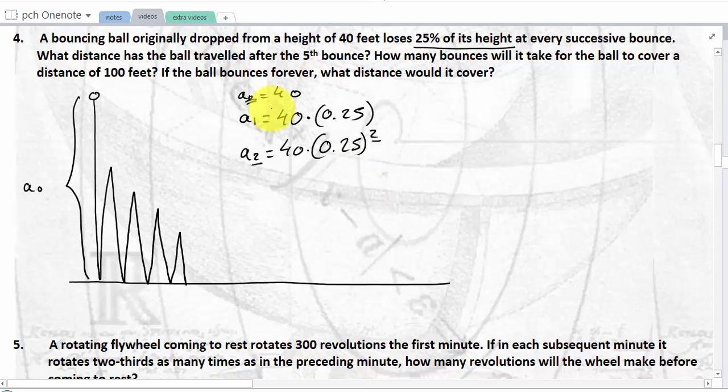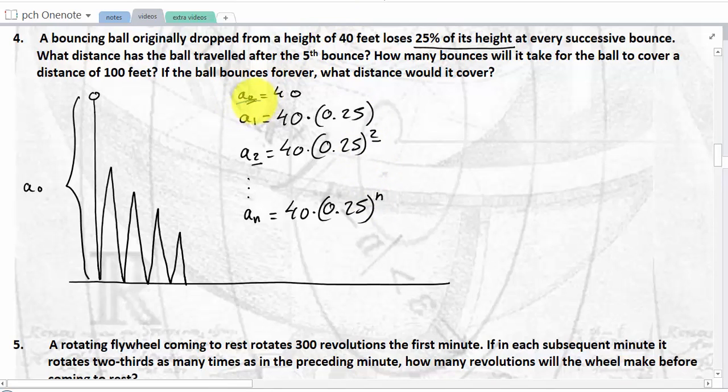It's all right. Why not? We can do that if we want to. So on and so forth. At the nth bounce, the height will be 40 times 0.25 to the power of n. Okay? So what distance has the ball traveled after the fifth bounce?